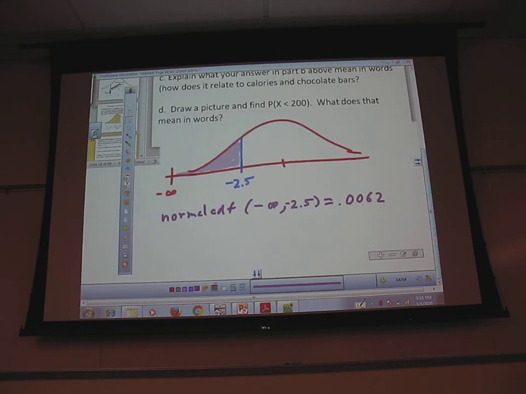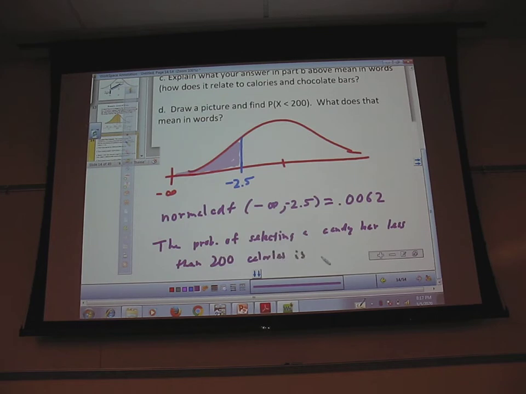So I guess I can write out what she said. The probability of selecting a candy bar less than 200 calories. Just leave it like that. It's all good.